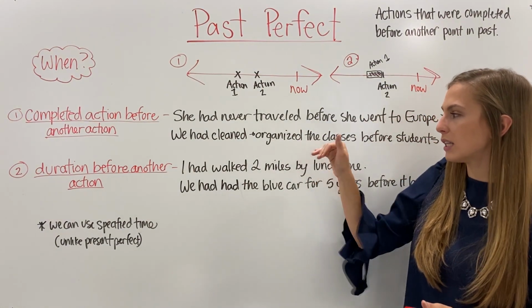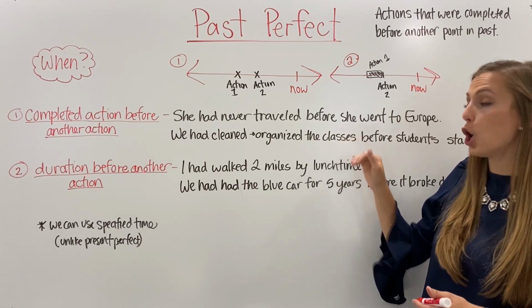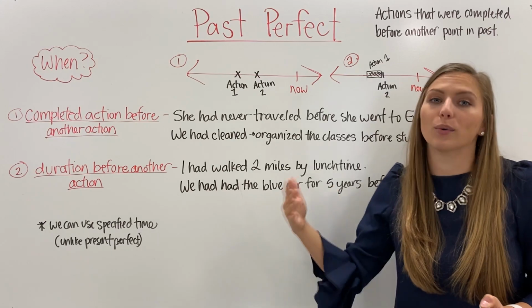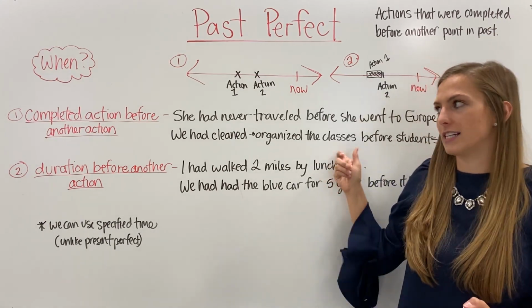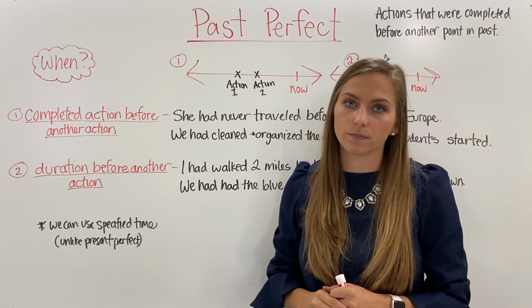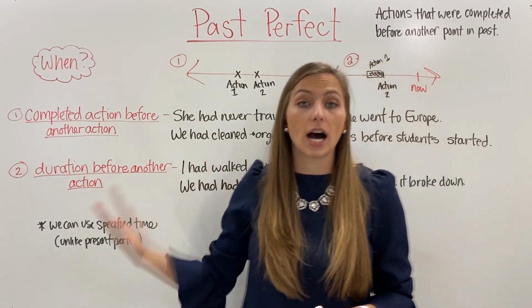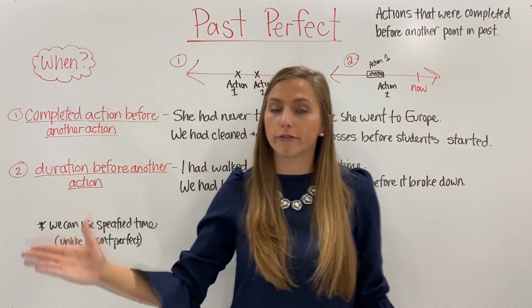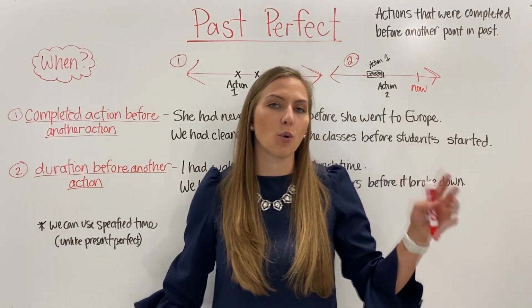We could say we cleaned and organized the classrooms on Tuesday before students started class on Wednesday. We can specify time in the past perfect, but not in the present perfect. So now let's look at how to conjugate and how to change this tense between the affirmative, the negative, and questions.